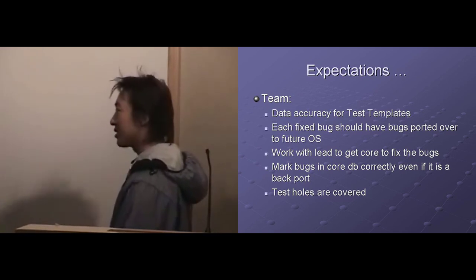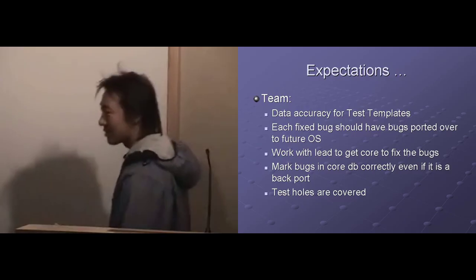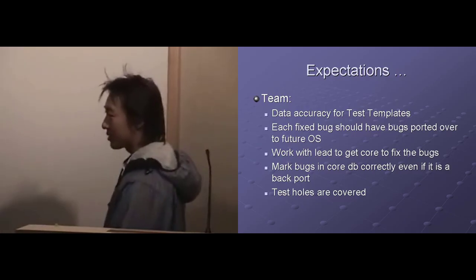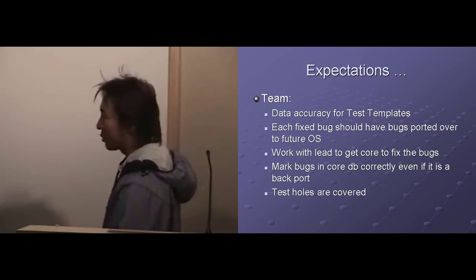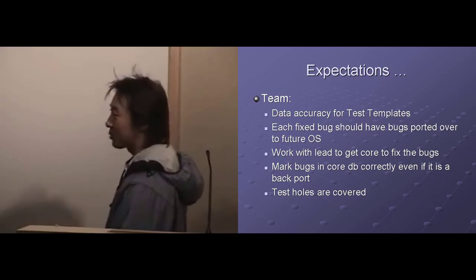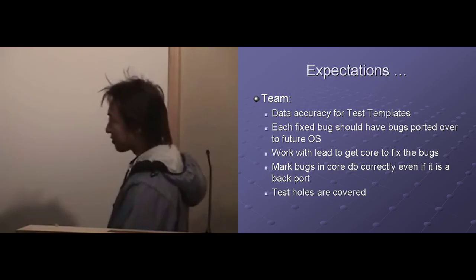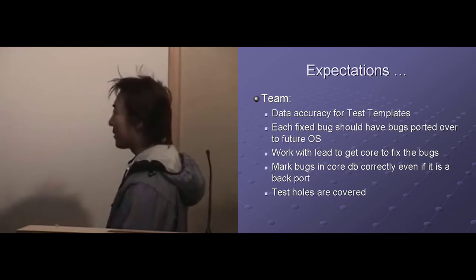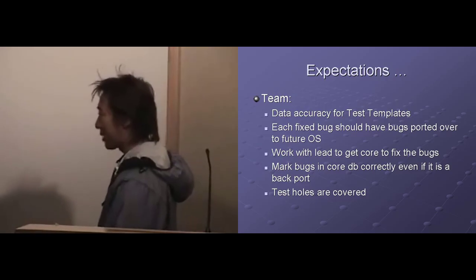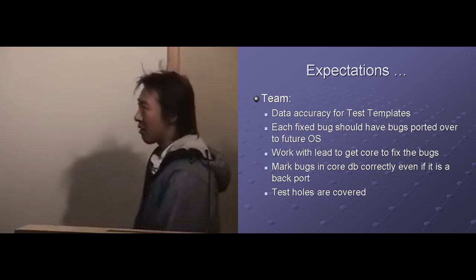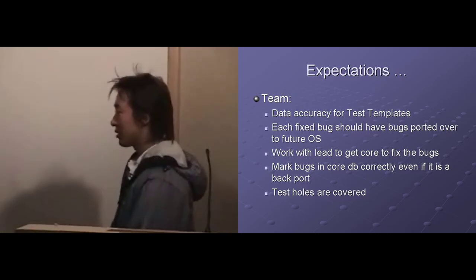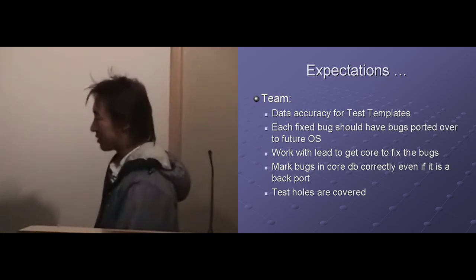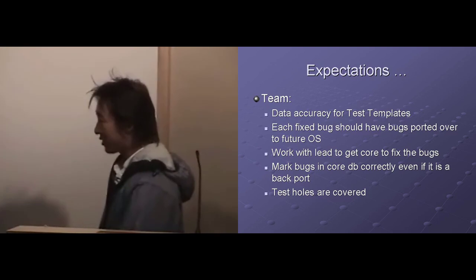Sometimes the core team try to push back, so depending on the type of bugs, it is necessary to push back to make sure that the bug gets fixed. Otherwise, this will cause a regression in the future OS. And we also have to mark bugs in the core Product Studio database correctly, even if it is backport. So in the Longhorn Product Studio and Server 2003 SP Product Studio, there are a few fields that you need to make sure are filled in correctly.